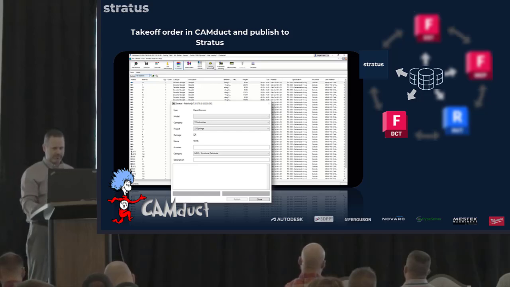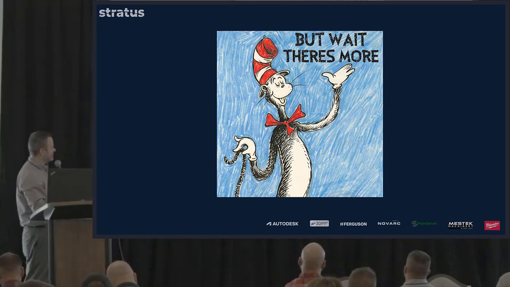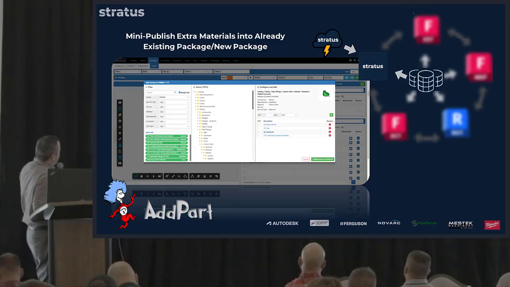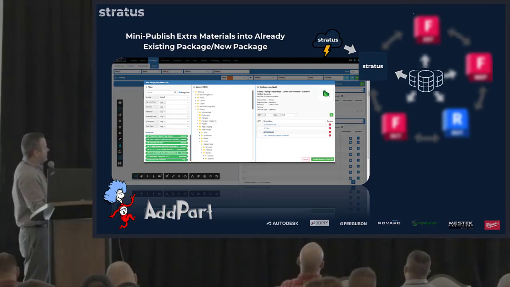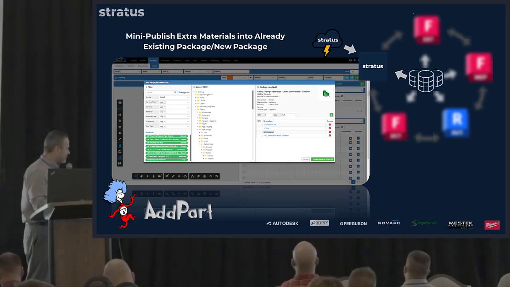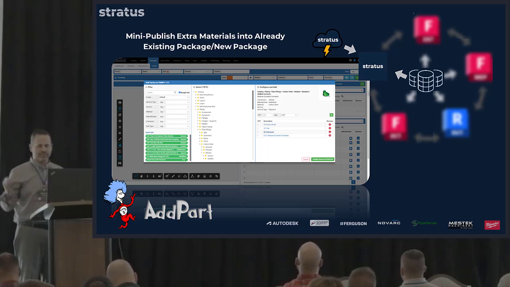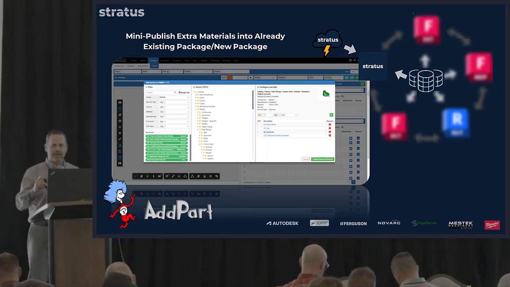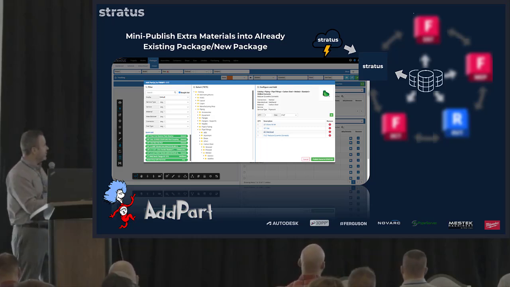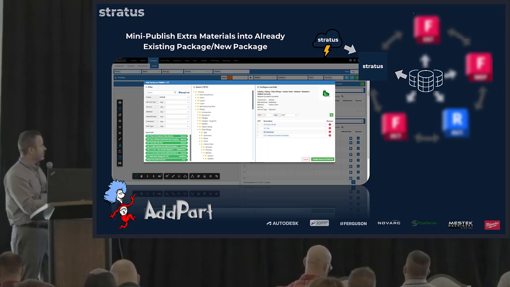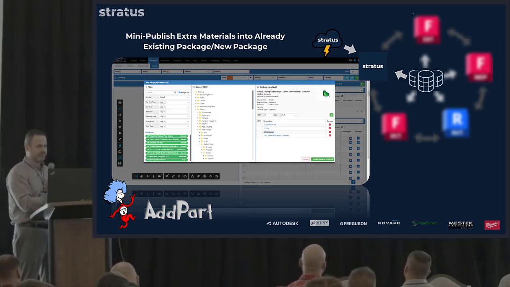All right. But wait, there's more. Thing 5. And it's a little bit less obvious up here. Stratus Lightning. So this is a tool inside of Stratus that leverages your database, if you published it to Stratus Lightning, and gives it back to you. And you can publish things from here, okay?